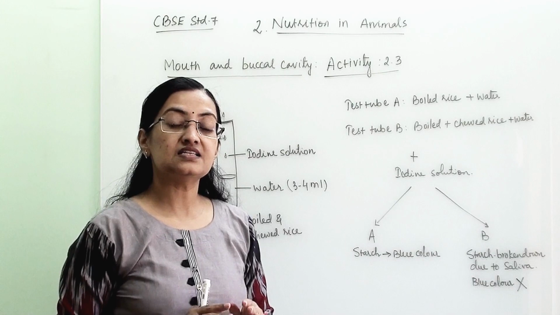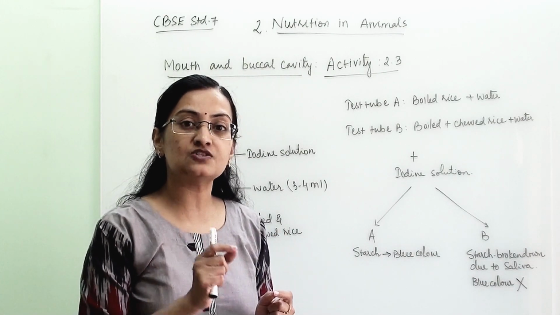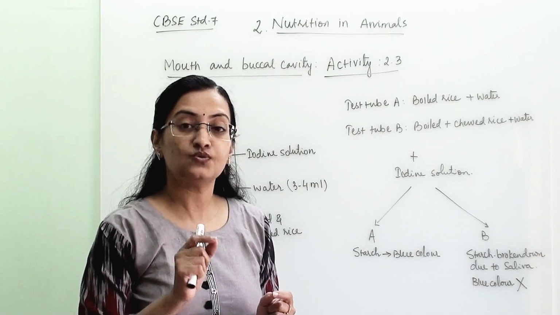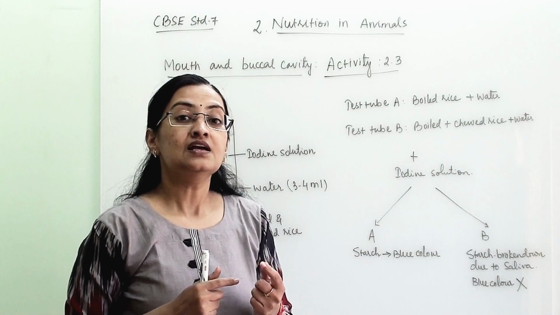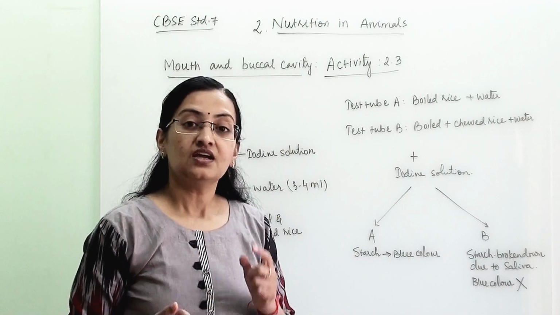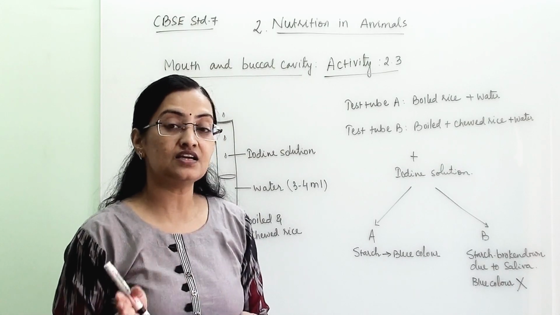Now iodine is an indicator. An indicator will show the presence of one specific substance. It will indicate something. Now iodine has a property: when it comes in contact with starch, it will show blue or black color. We have seen this in an earlier chapter also.